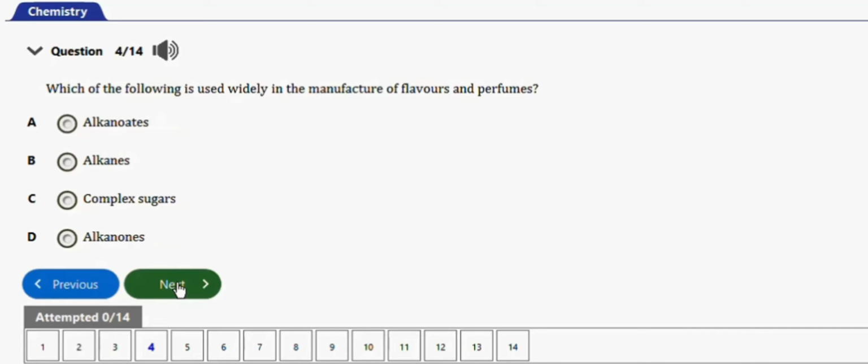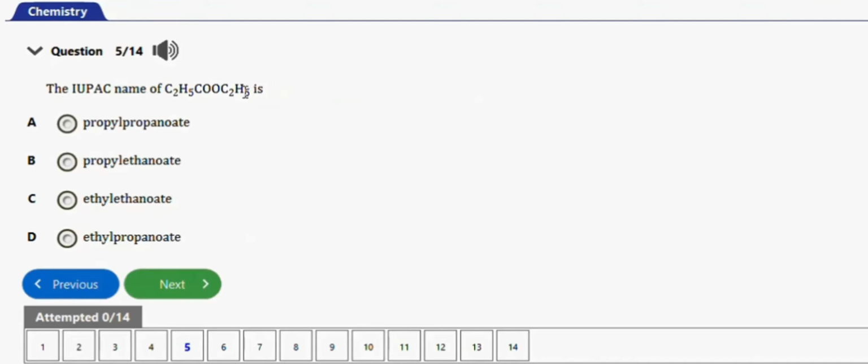So the next question says, which of the following is used widely in the manufacture of flavors and perfumes? So it will be an ester basically, or alkanoate. Either call it alkanoate or ester. So the right answer is option A. Let's take the next question. They say the IUPAC name of this is what? Because we have 2 carbon atoms after the second oxygen atom here, it's going to be ethyl propanoate. So option D, ethyl propanoate, will be the right answer to this question.